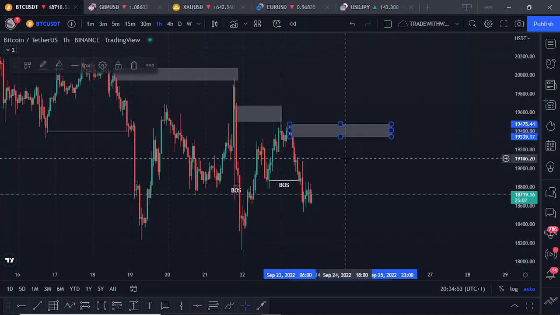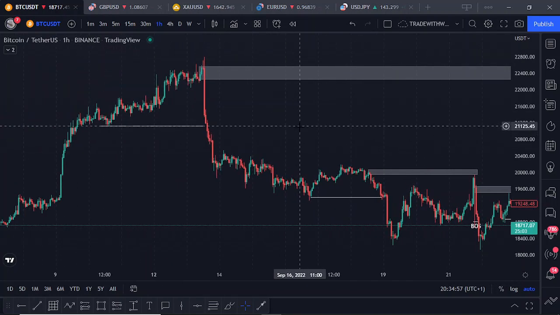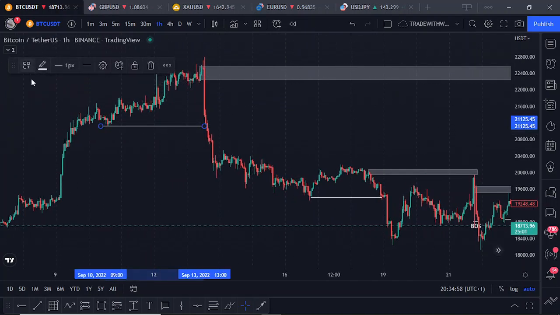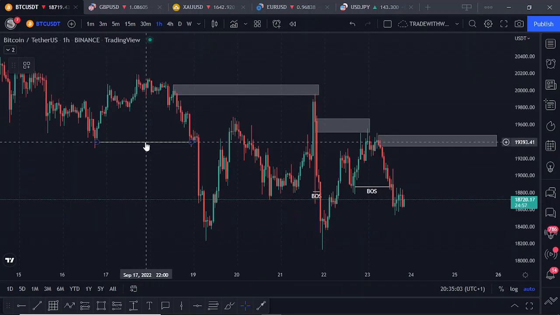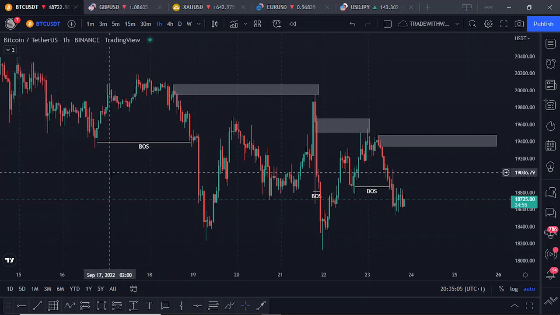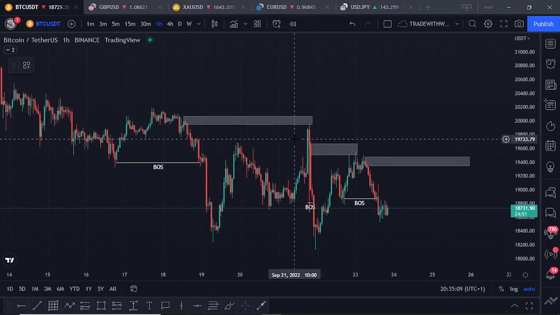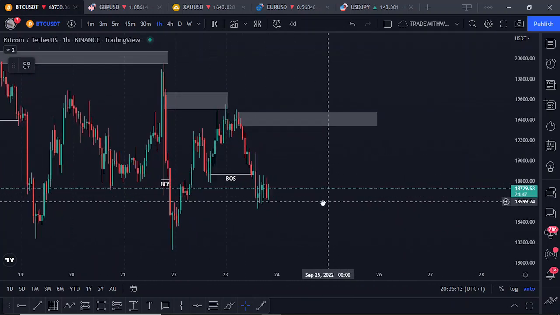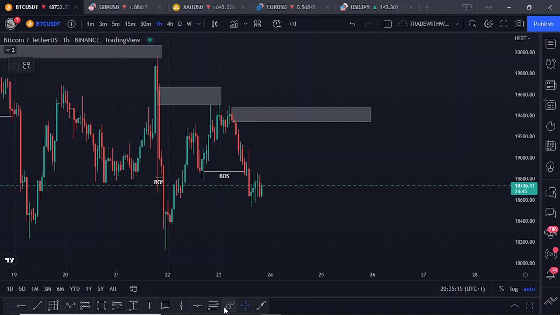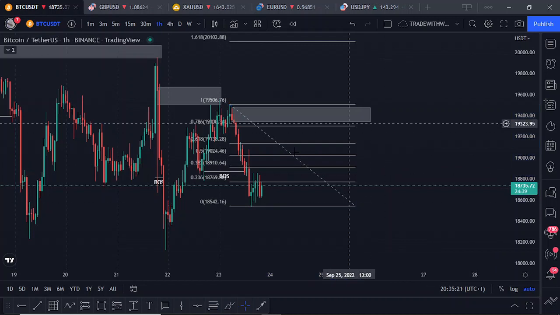So this is pure demand and supply, identifying it with breaks of structure. Break of structure below over there. And when you are following the flow, you wouldn't always get on the wrong side of the market price. You understand? Now though there are some other confirmations like Fibonacci or liquidity which you can also use. So next we'll be talking about liquidity.